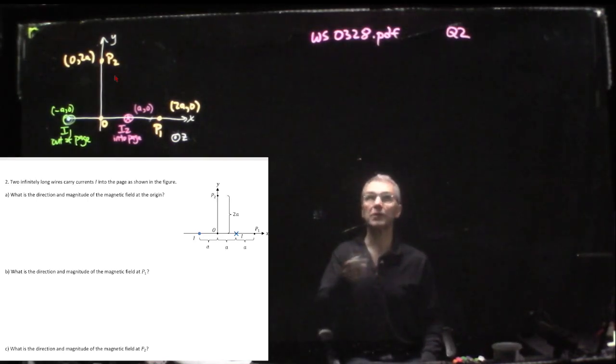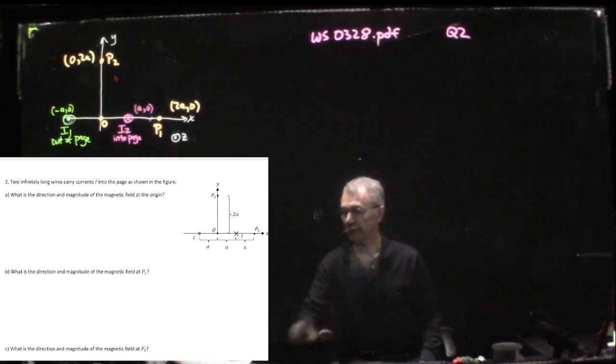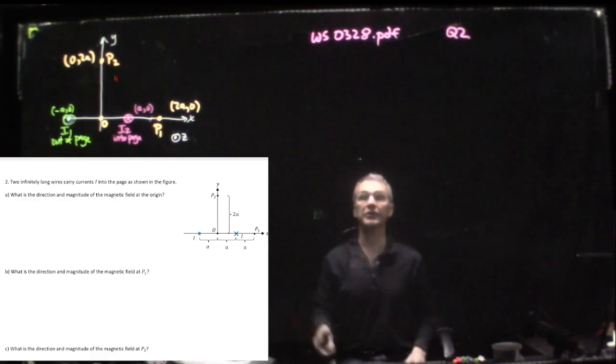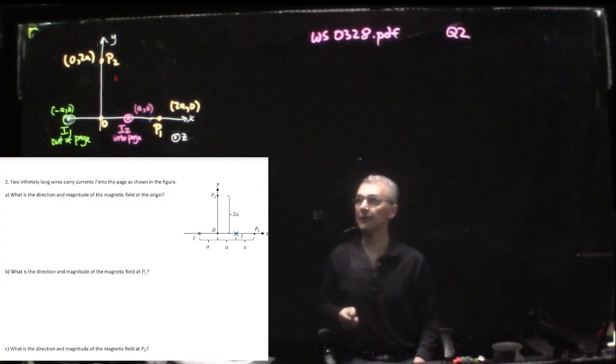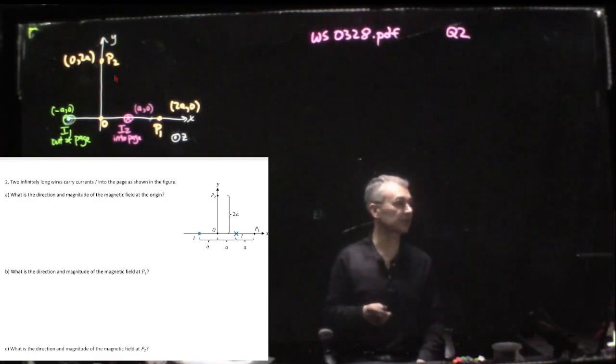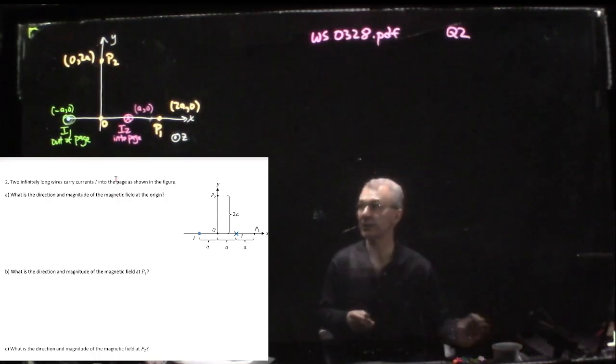This is problem 2 from worksheet 0328, also known as worksheet number 10, which we did on March 28th. So we have two currents. Actually, there's a bug in the problem statement. They're not both into the page.